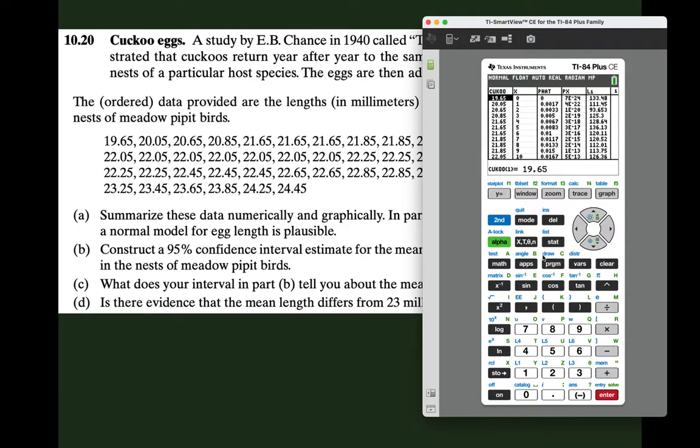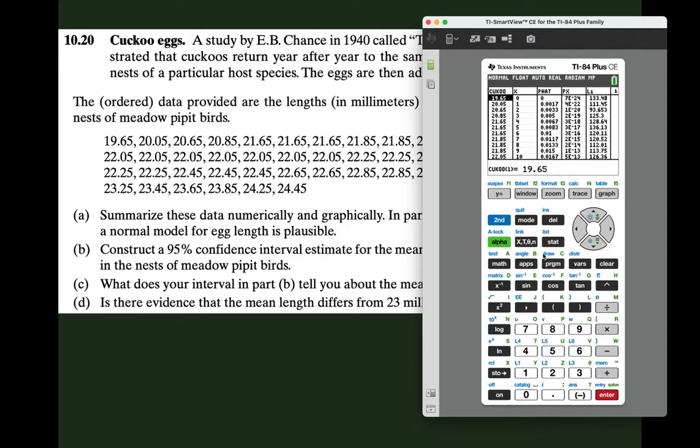So summarizing the data numerically means we're looking for the sample mean, the sample standard deviation, the median, and the interquartile range. I'm not going to go through all of that because this problem isn't really about summarizing the data graphically. Part B is where we're really heading, which is to construct a 95% confidence interval.